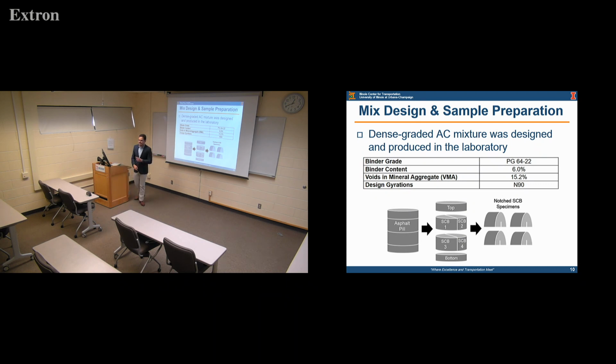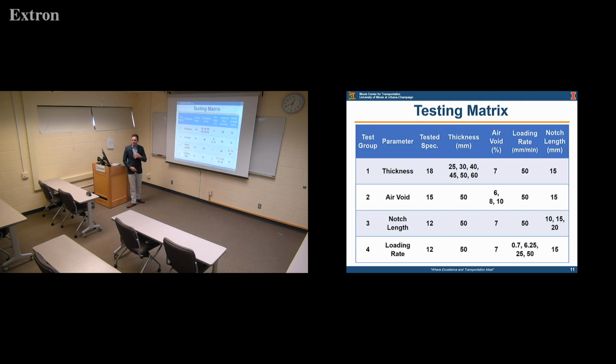In this study, we selected one asphalt mix, one control mix, virgin mix, no recycled material, and we prepared the samples based on, as I mentioned before, the Superpave gyratory compactor. The mix has 6% binder content, a 15.2 DMA, and N90 design gyrations. So to do the testing matrix, we basically took the same mix and we made IFIT specimens where we just changed either the thickness, or the air voids, or the notch length, or the loading rate.